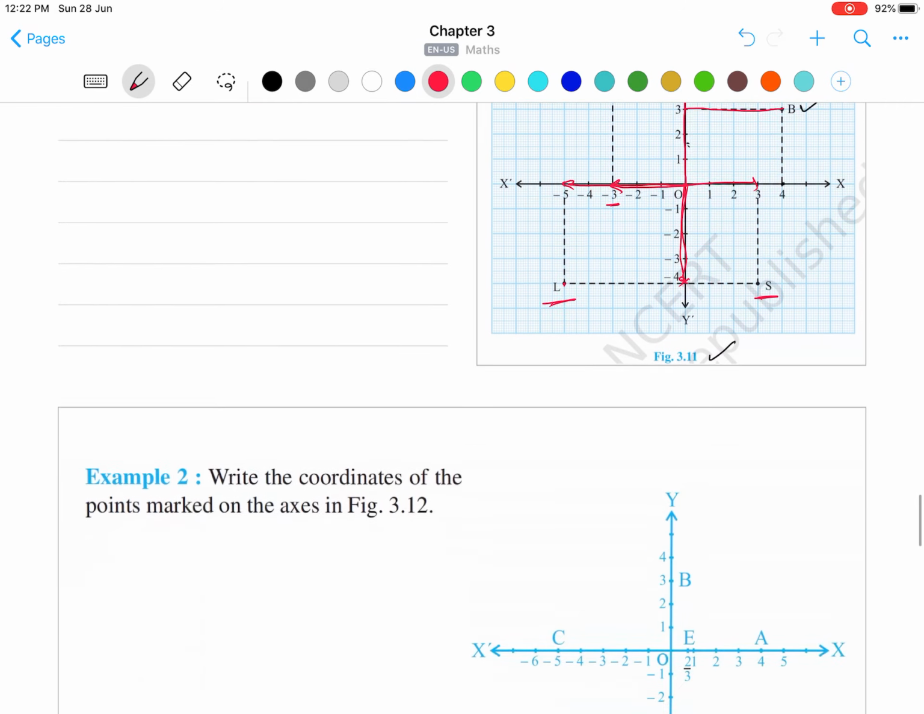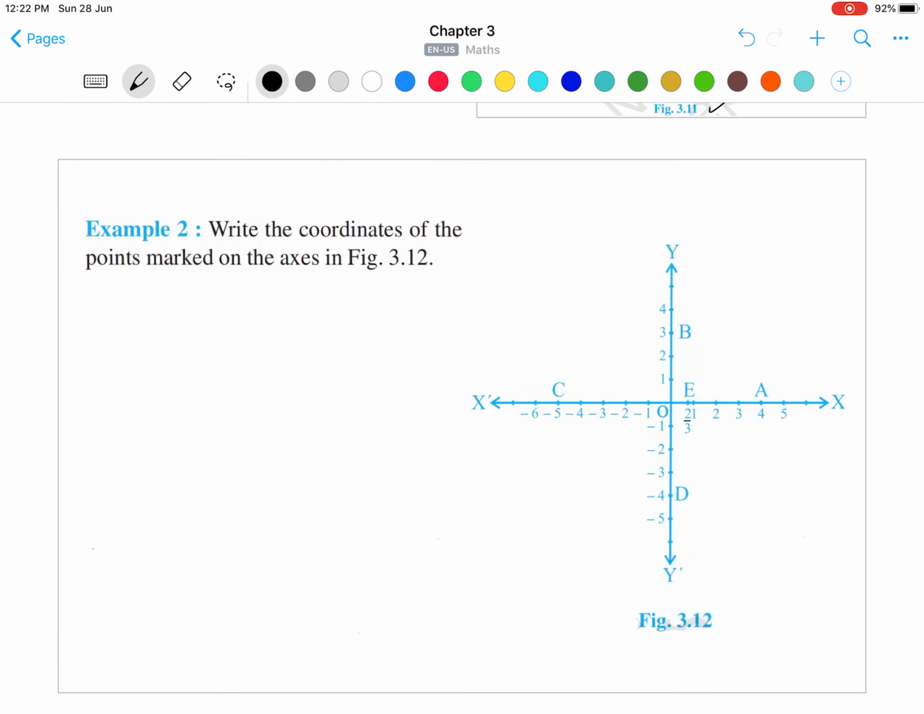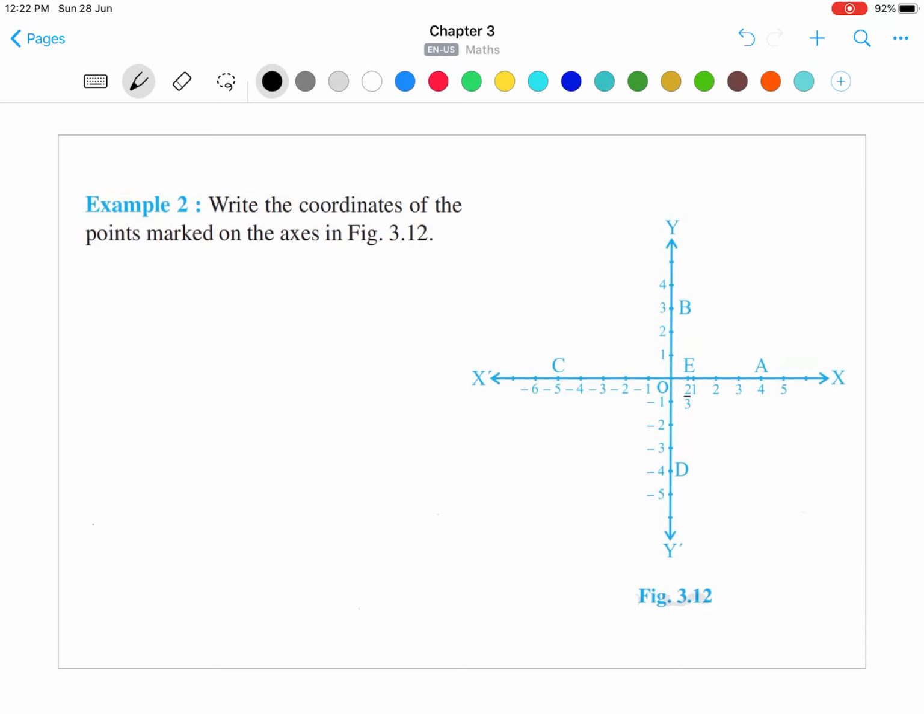Okay, moving to the next question, we have to write the coordinates of the following points marked on the axis in figure 3.12. So we have this figure, and we have to write the coordinates of all the points here. So the first point, let's take A. The coordinate of A is lying on the x-axis, so the value of the x coordinate here is 4. So we'll write the answer of part 1.